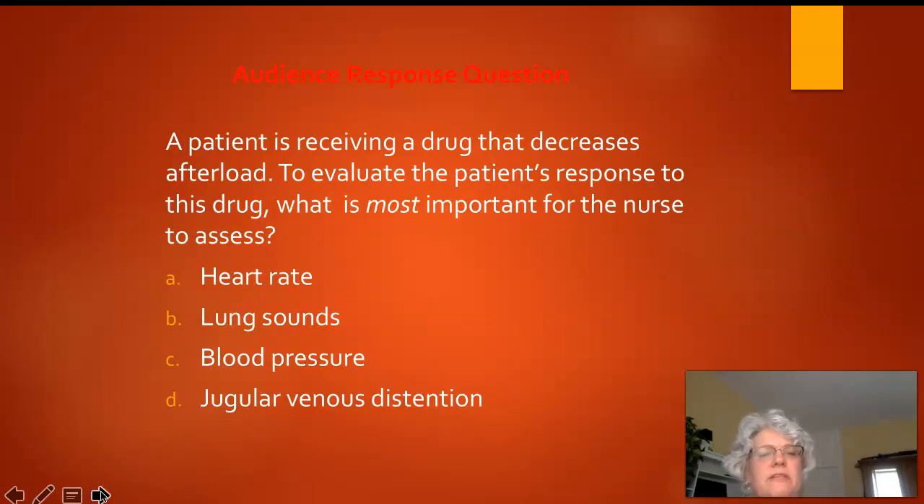Okay, a patient is receiving a drug that decreases afterload. To evaluate the patient's response to this drug, what is most important for the nurse to assess? The heart rate, the lung sounds, the blood pressure, or the jugular venous distension? So if we're talking about afterload, that's the amount of resistance that the left ventricle has to deal with when it's pumping blood out. And the way that we measure that is with blood pressure.